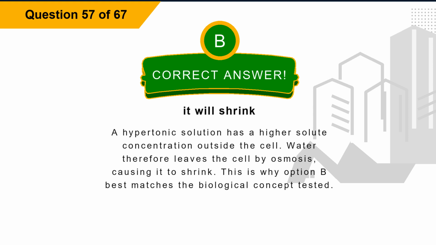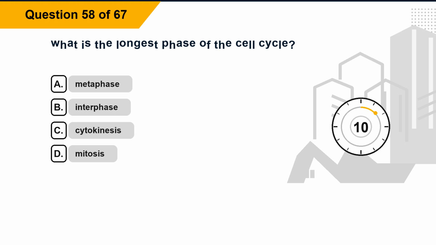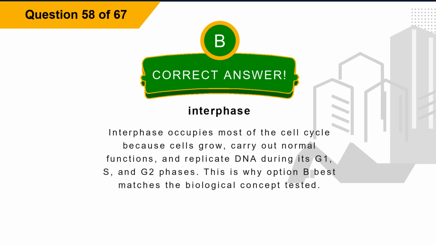This is why option B best matches the biological concept tested. Question 58. What is the longest phase of the cell cycle? Option A, metaphase. Option B, interphase. Option C, cytokinesis. Option D, mitosis. The correct answer is option B, interphase. Explanation: interphase occupies most of the cell cycle because cells grow, carry out normal functions, and replicate DNA during its G1, S, and G2 phases. This is why option B best matches the biological concept tested.